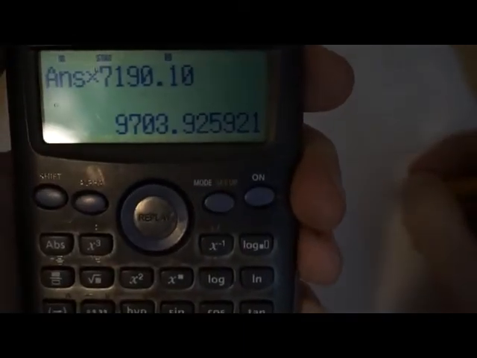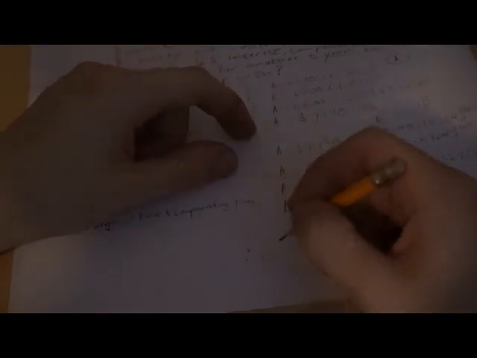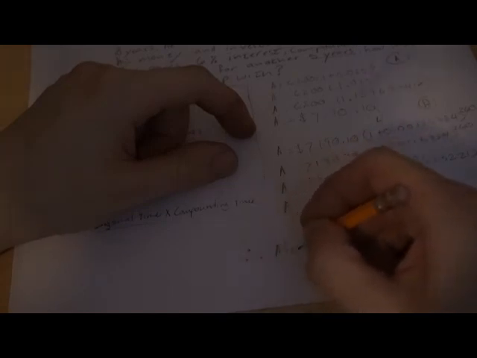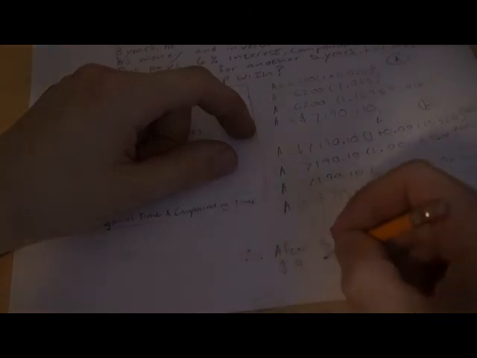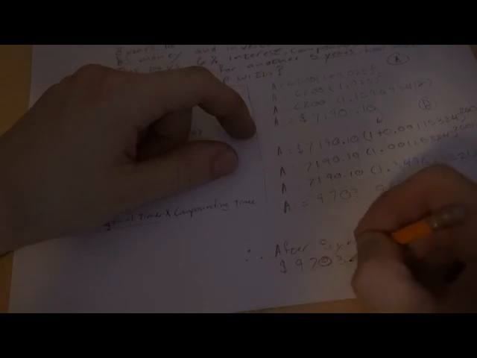7190.10 multiplied by 1.349623221 is equal to 9,703.93, because we round to the second decimal place. So now we do the therefore statement. Therefore, after 5 years, Jack will have $9,703.93.